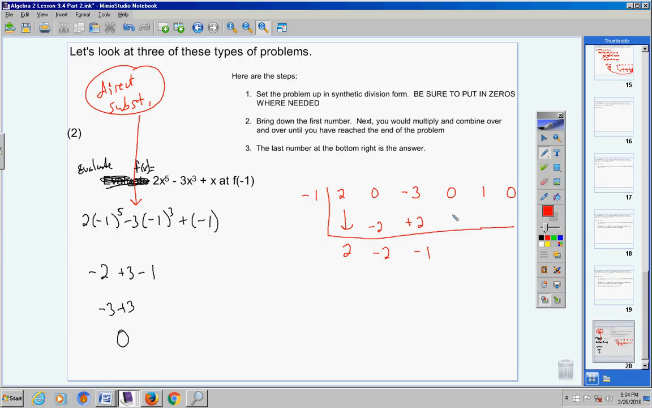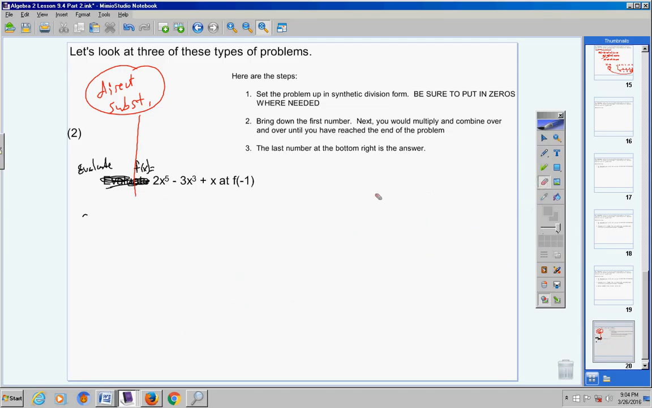-1 times -1, +1. 0 plus 1 is 1. -1 times 1 is -1. Combine those, +1 and -1, you get a 0. -1 times 0 is 0. 0 plus 0 is 0. What's your last number right here? 0. What's it supposed to be? 0. So that means in this function, when you put in -1, you get out what? 0. Okay, got it? One more problem, okay?